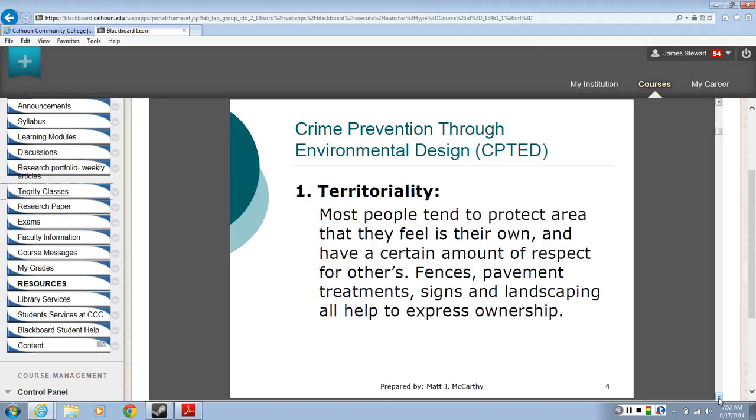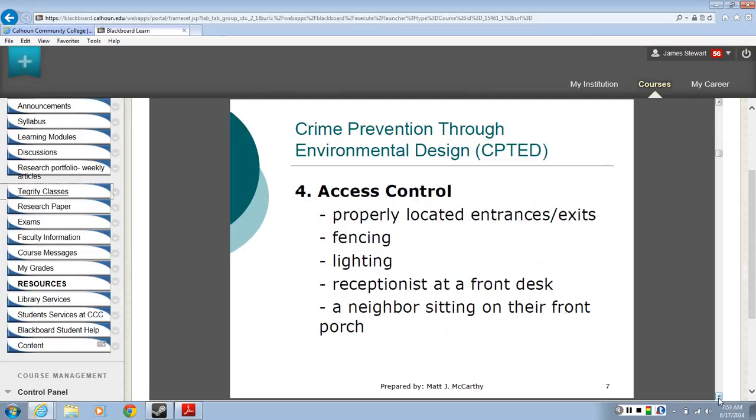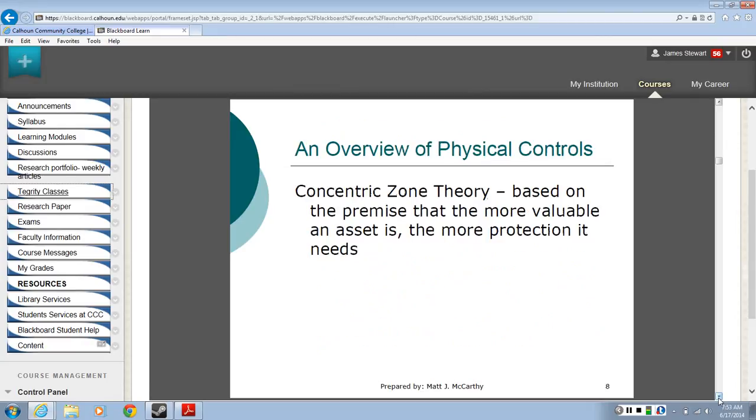All right, so I'm not going to go into a whole lot of detail on these things because you can read them for yourself. What territoriality is, what natural surveillance is, what activity support is, and access control is. But just understand that one of the goals of security is to provide a secure location for whatever the business is to be conducted. And so we have to enact physical controls to keep the wrong people out, keep the right people in, to make it a place where it's not conducive to commit crime.